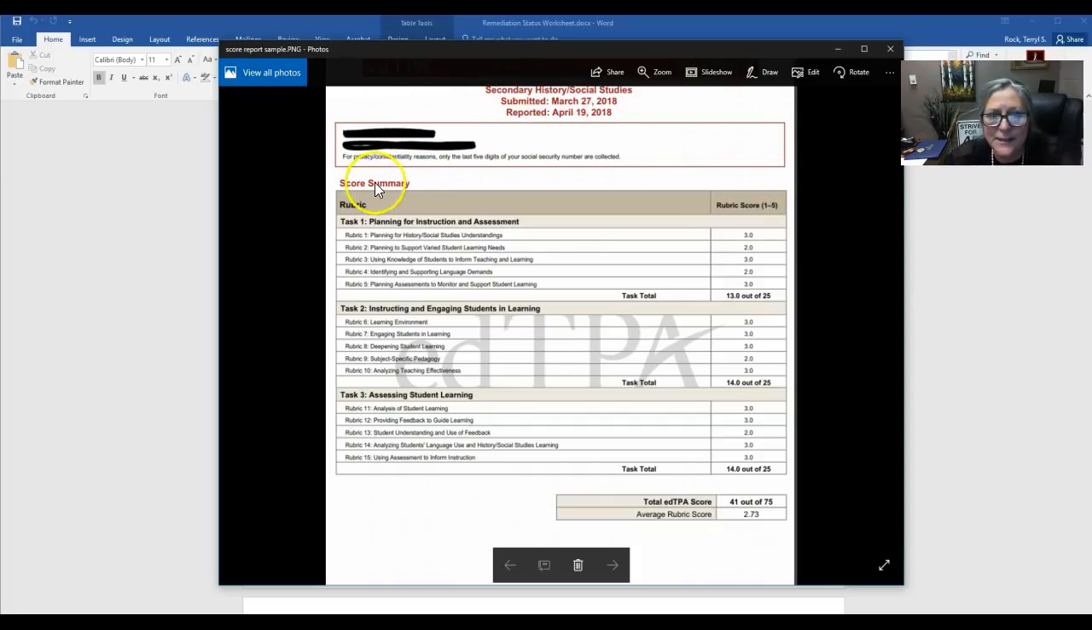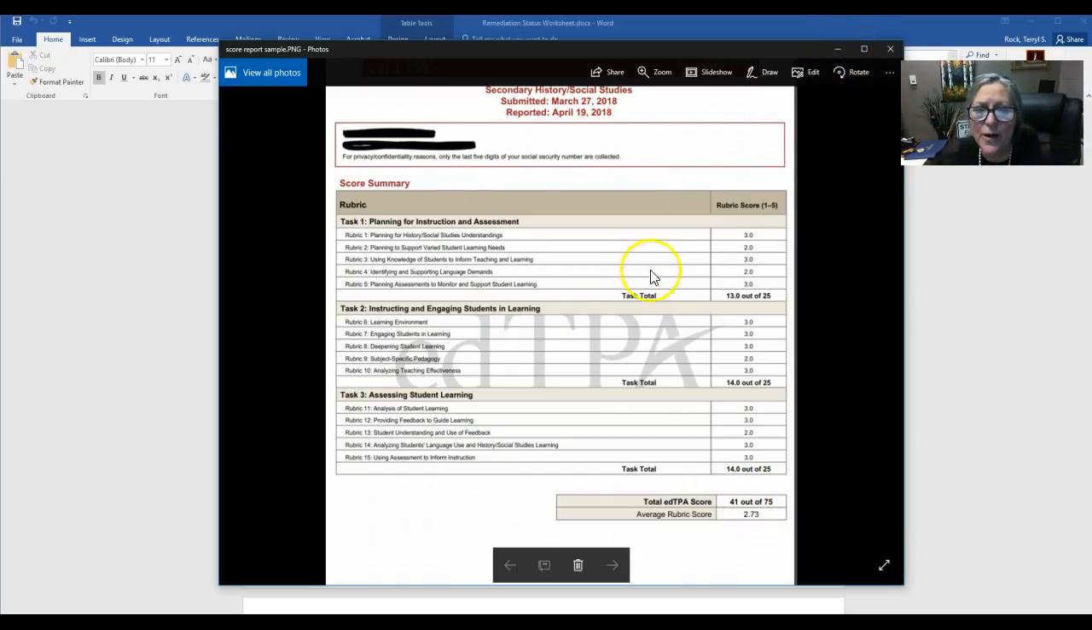And what you'll see in this score summary is a rubric, task 1. It goes through all the rubrics, gives you an individual score for each rubric, and then gives a task total score. Then if you have rubric 6, 7, 8, 9, and 10, that's task 2, again, task total, and then you have task 3. Here is the total TPA score at the bottom. The average rubric score for this student was 2.73.